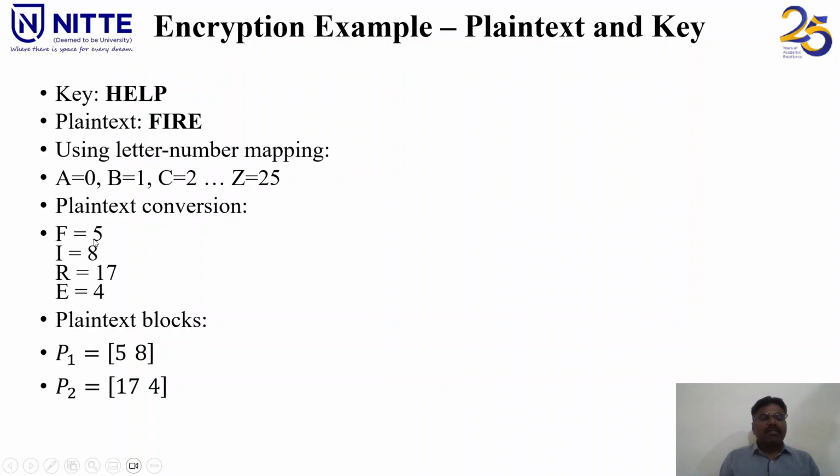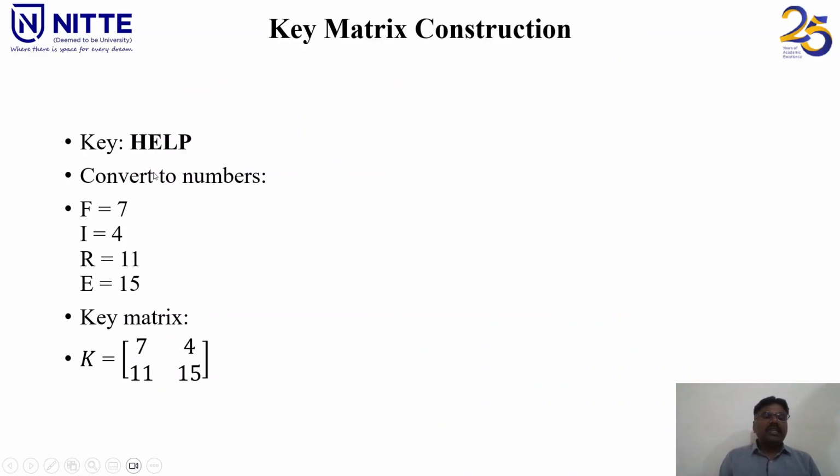The first block is the pair of letters FI and the second plain text block is RE, with values represented as row vectors. Now the key is HELP. We find the positional values for each character of HELP. Sorry, here it is not FIRE, it is HELP. The values will be 7, 4, 11, 15, so the key matrix becomes 7, 4, 11, 15.